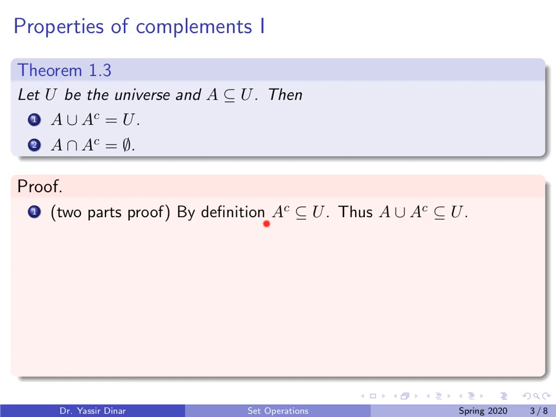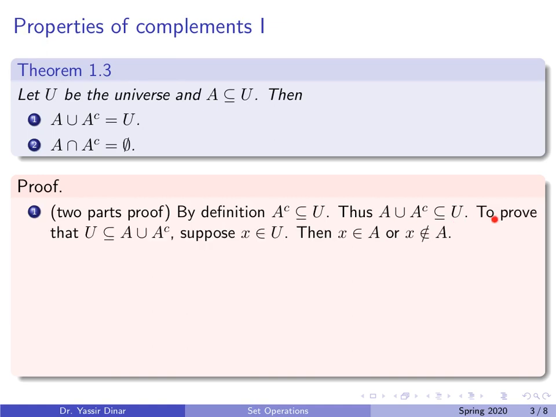By definition, we know that A complement is a subset of the universe, and here we have A is also a subset of the universe. That means what? That means the union of these two sets has to be a subset of the universe. This ends the first part of the proof.